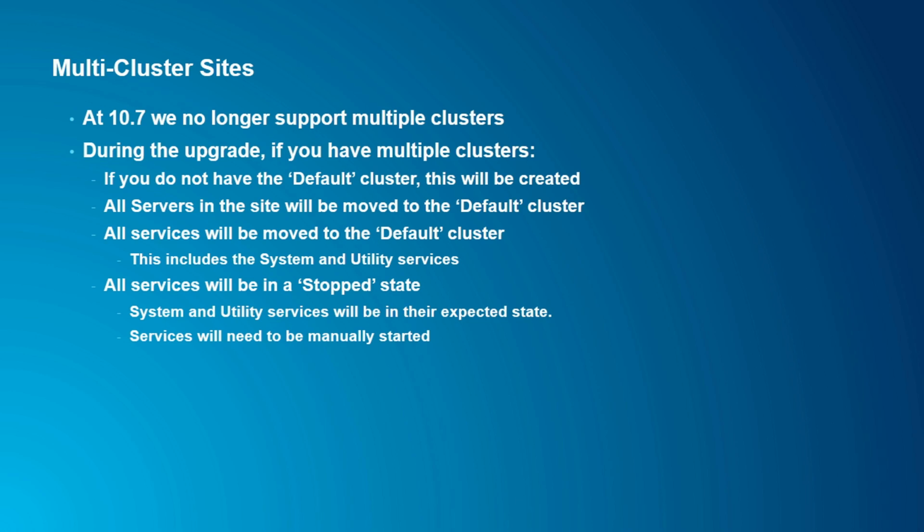So several things are going to happen during the upgrade process. The first is that we are going to check if you have what's called the default cluster. If you don't have it, we are going to create it. All of your servers will be moved into that default cluster, and all of your services, including the system and utility services, will be moved into that cluster. All of your services will be in a stopped state. The system and utility services will be started or stopped depending on the licensing and other things that you have on your server. But the services that you had on your server will be required to be started manually.